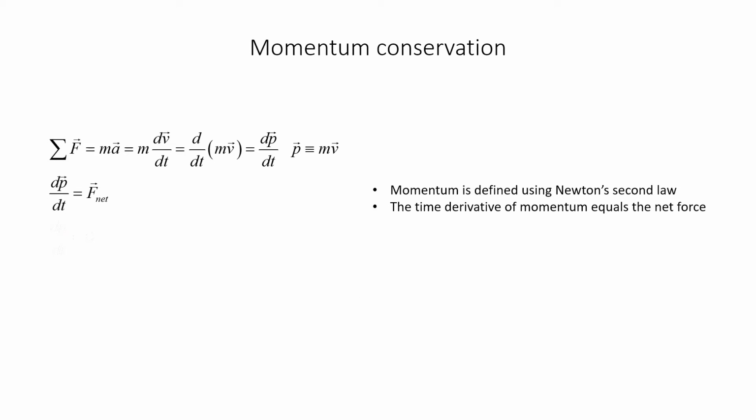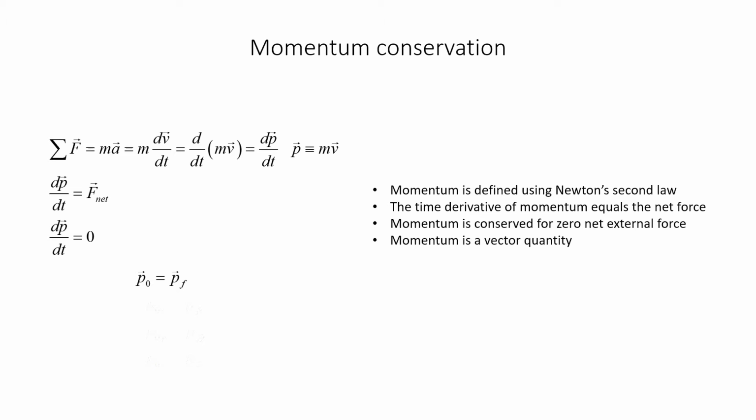If you recall, we derived that the net force equals a change in momentum with respect to time. dp/dt equals net force, with momentum being defined as the mass times the velocity. If the net force is zero, then the change in momentum with respect to time is also zero. That means that momentum is conserved. The initial momentum equals the final momentum.